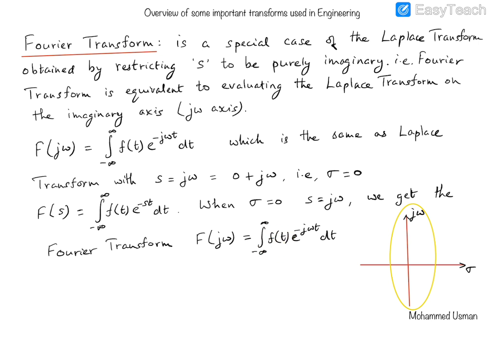So clearly we can establish that the expression for the Fourier transform, which is given by this integral, is obtained by replacing s equal to j omega in the Laplace transform integral. So the Fourier transform happens to be the special case of the Laplace transform, where when we take the Laplace transform along the j omega axis, we get the Fourier transform.